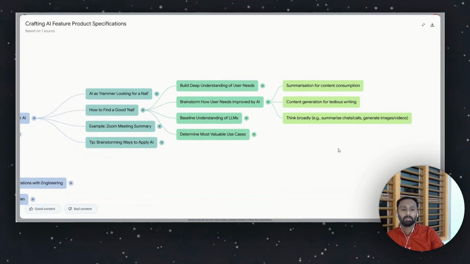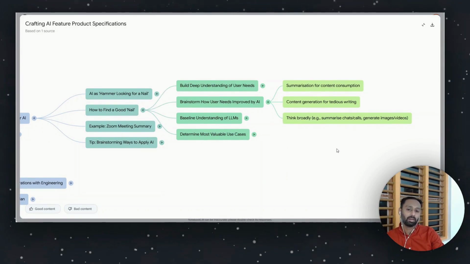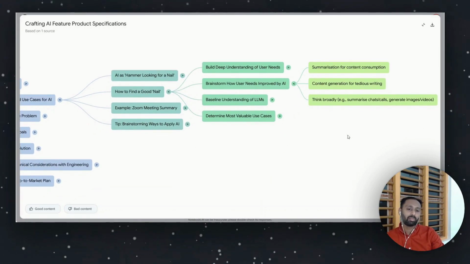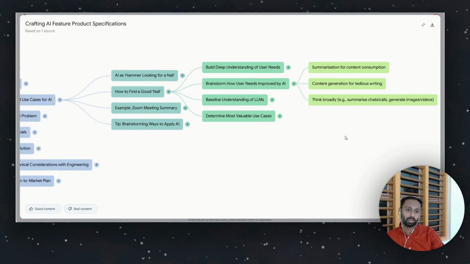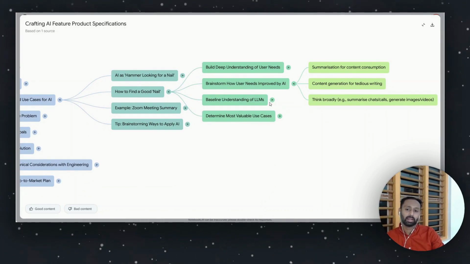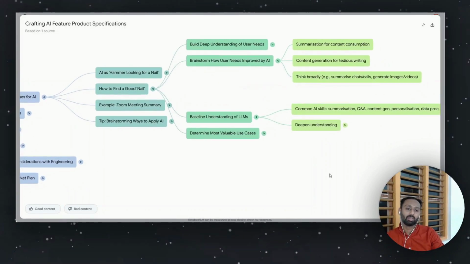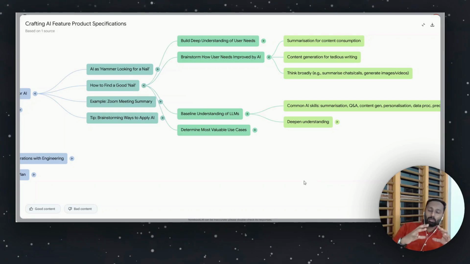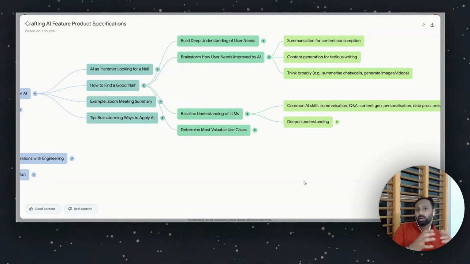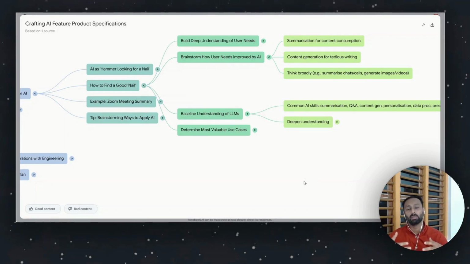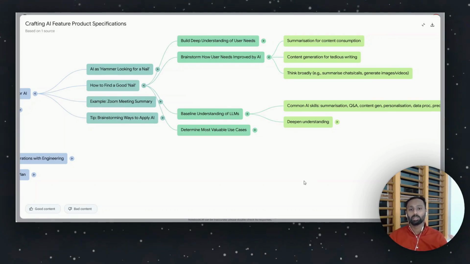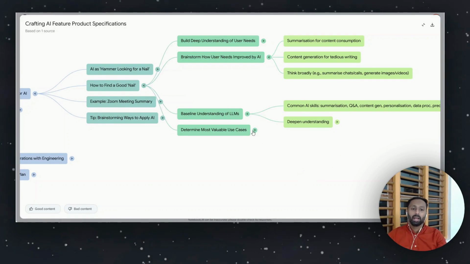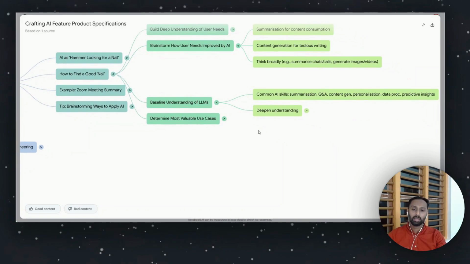Basically, try and brainstorm on what are the different kinds of AI features that could possibly help your users, right? Baseline understanding of LLMs. So it's a two-way approach. One is you should have a good awareness of user problems. Otherwise, you should have good awareness of the solutions as well, so that you can use the right solutions at the right place to solve the right problems, right?